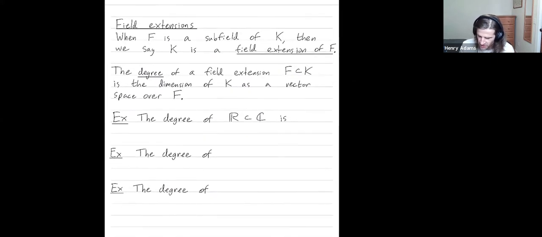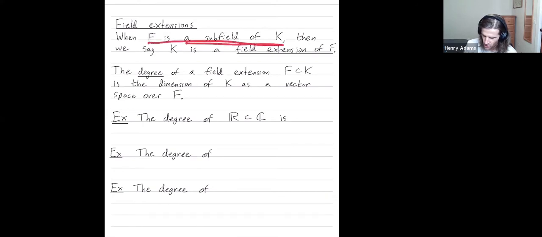So we've learned about subgroups, subrings, subfields in this class. A different language for that in the case of fields is extensions. So when F is a subfield of K, we say that K is a field extension of F, okay? This is just language coming from the branch of math called Galois theory, named after the mathematician Galois, right? So if F is a subfield of K, we say K is a field extension of F.